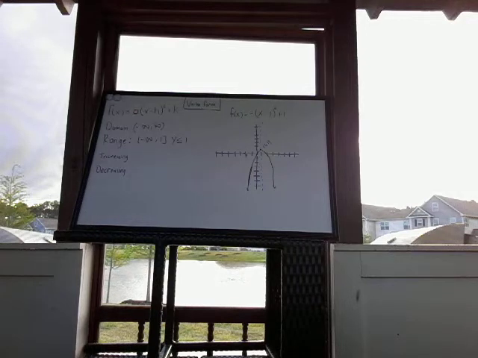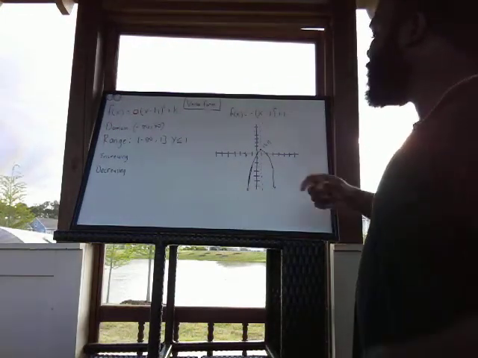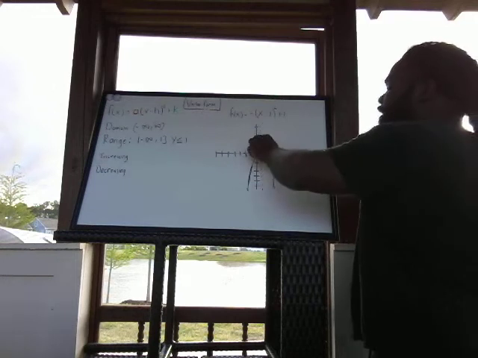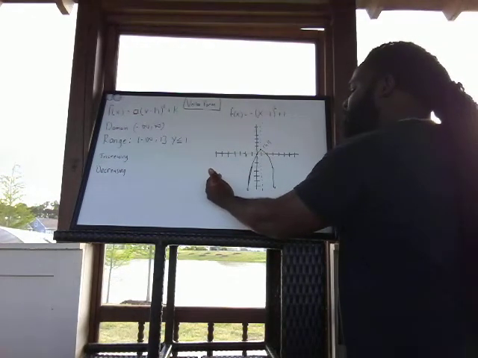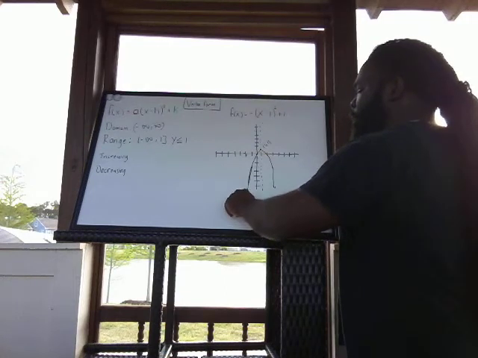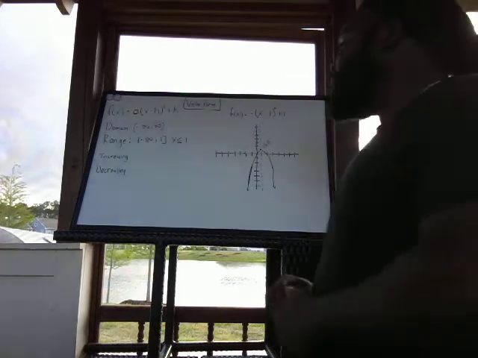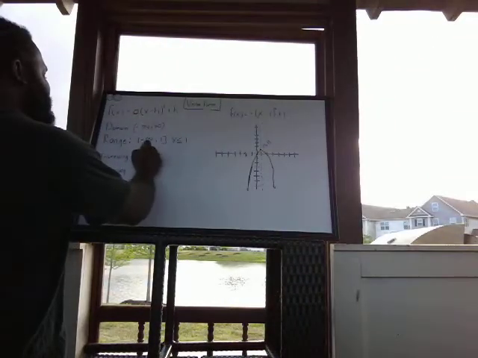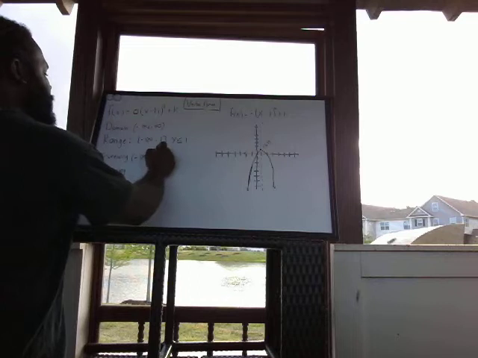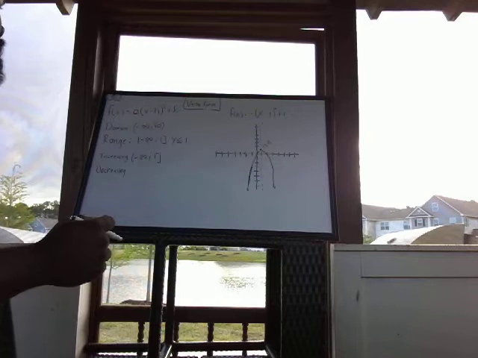Now, when is it increasing? As I move from left to right, what's happening to my graph? We know that from the vertex, both sides end going downward. But as I move from left to right, my parabola starts to work upward. When is it working upward? It is increasing over the interval from negative infinity up to positive 1.